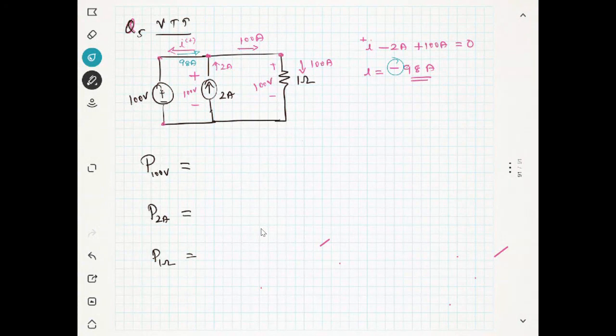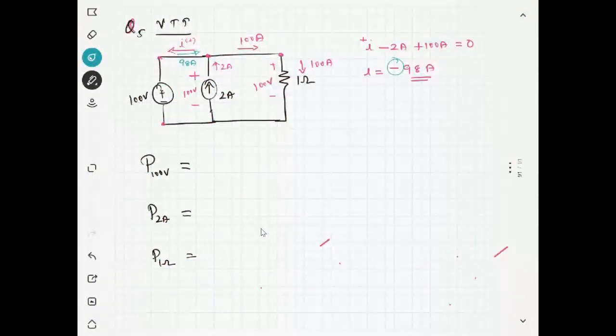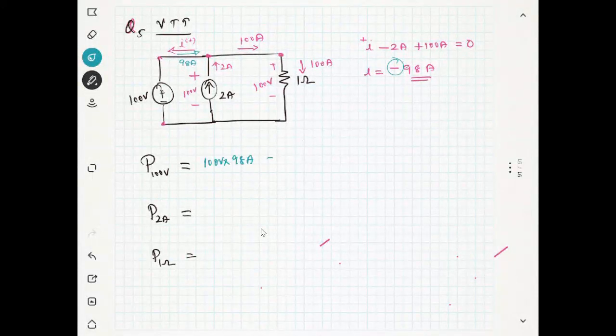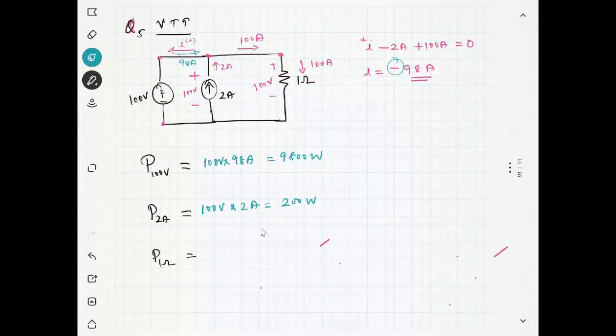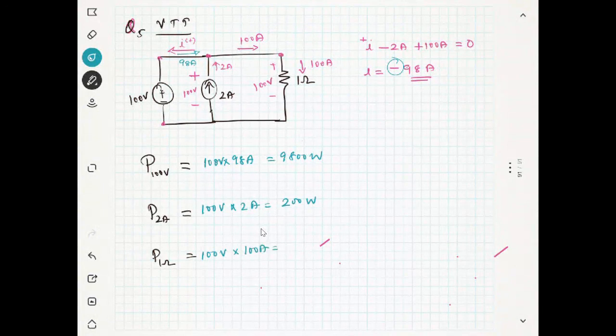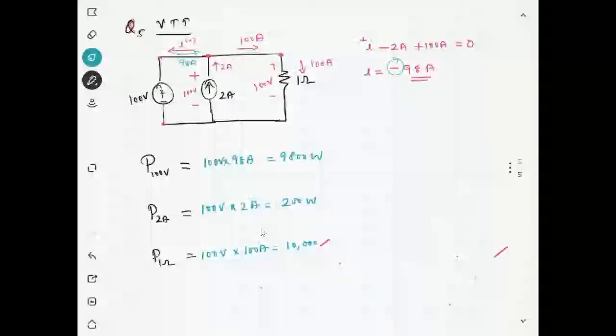Now I am going to write the power across the 100-volt battery. It is 100 multiplied by 98, that is equal to 9800 watts. And for the 2 ampere source, you have 100 volt multiplied by 2 ampere, which is 200. And for the 1 ohm, you have 100 volt multiplied by 100 ampere, it is 10,000 watts.